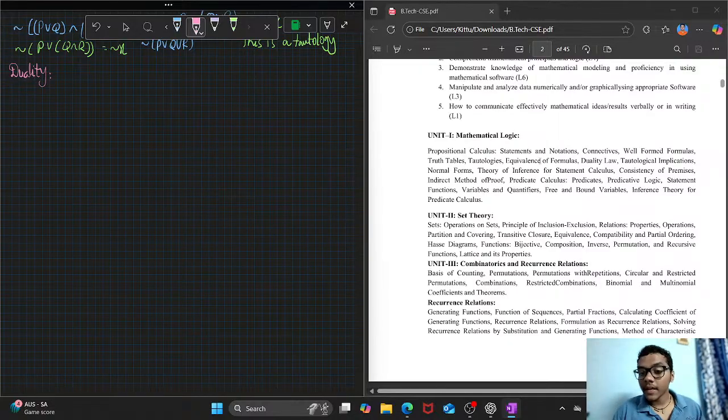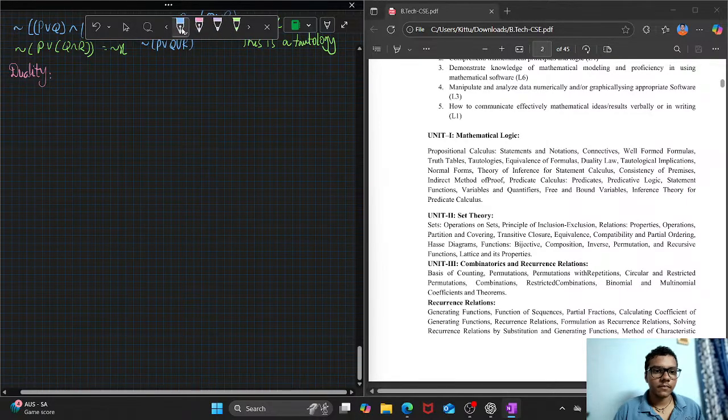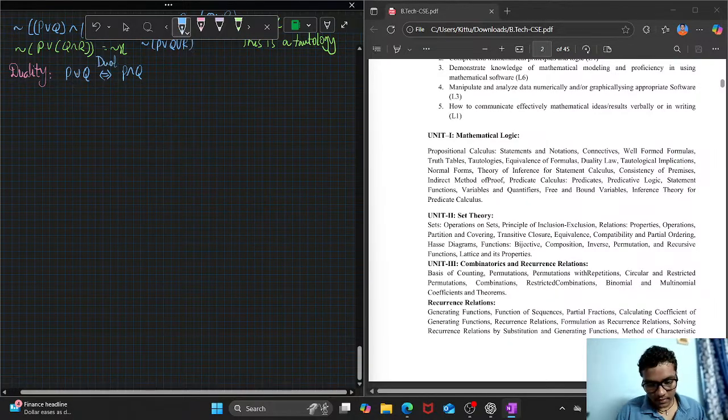Yeah, we completed equivalence of formulas and tautological implications, and then we came to duality. All right. So the duality: suppose there is something like P or Q, then P and Q is said to be dual. All you gotta do is replace and with or, and or with and. And if you have a T, then replace it with F. And if you got F, replace it with T.